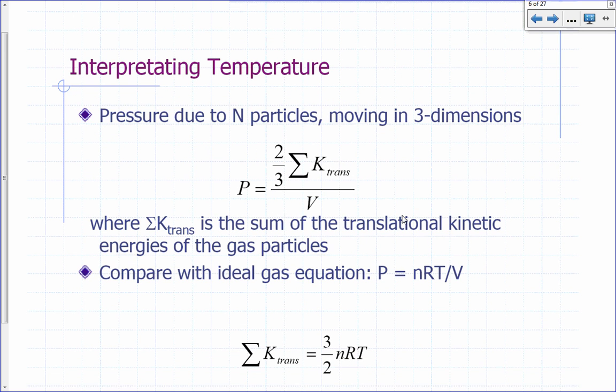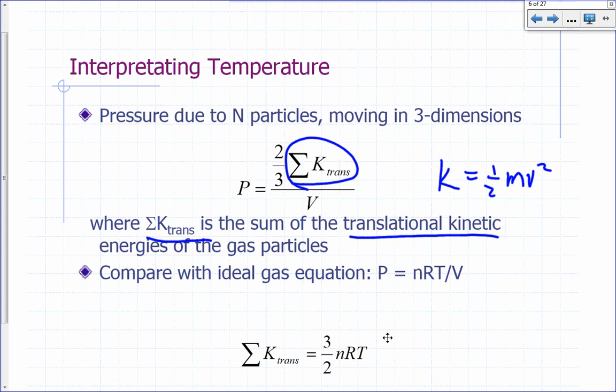Now, if you have lots of particles moving in 3 dimensions, then it can be shown that the pressure would be equal to 2/3 times the sum of all the translational kinetic energy divided by the volume. What do we mean by translational kinetic energy? That's 1/2 mv squared. When we talk about kinetic energy in general, we mean the translational kinetic energy.